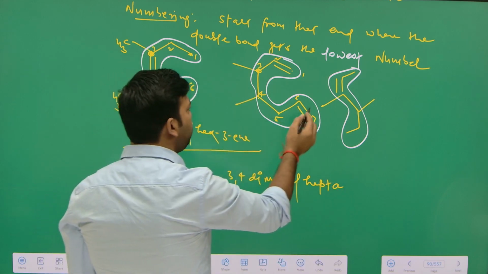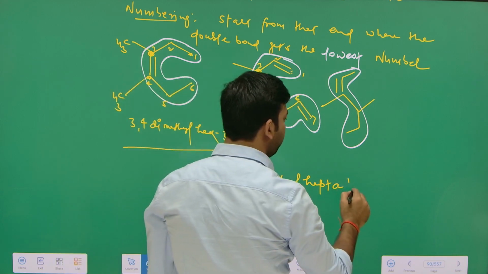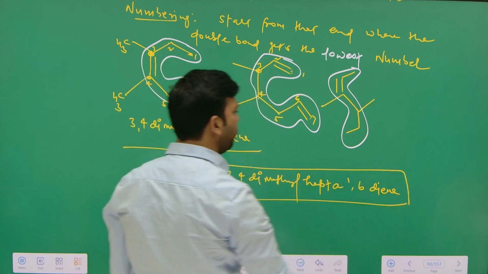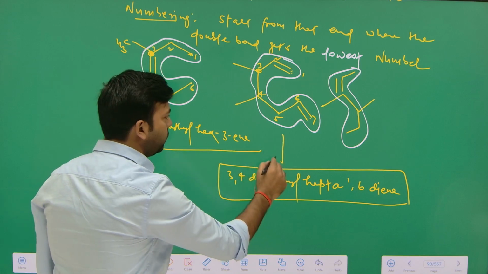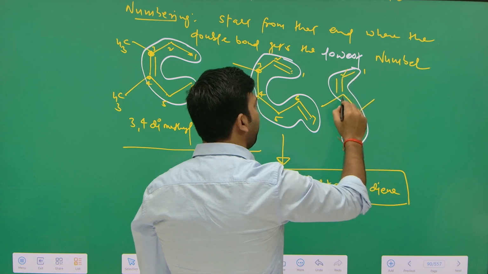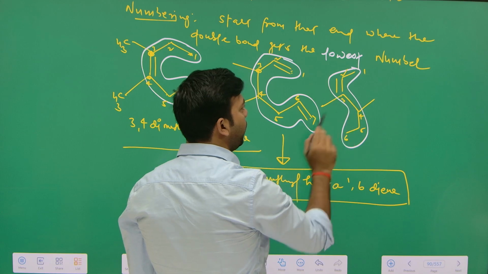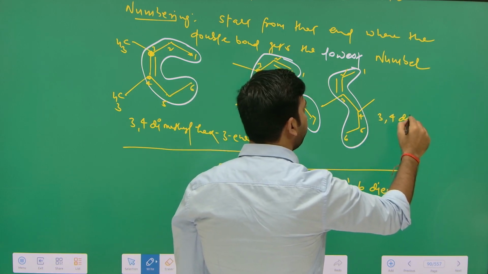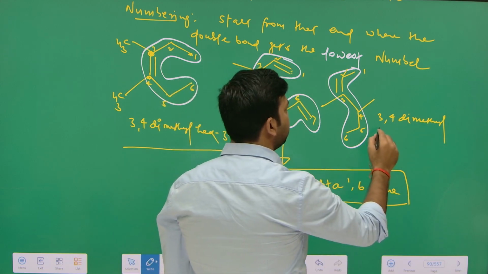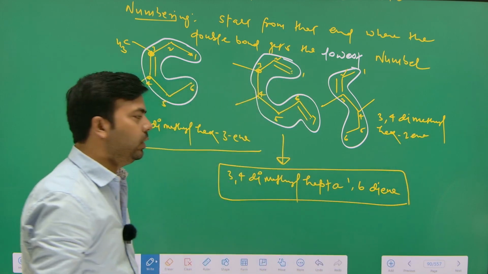And then number 1 and number 6 have a double bond. So we can say 1, 6 diene. 2 double bonds. That's why we are using diene. Okay. So this one is this. Now the last one. This is my numbering 1, 2 because the double bond gets the lowest. So 3, 4, 5, 6. So as you can see 3 and 4 have dimethyl. So 3, 4 dimethyl. And then hex 2ene. Hex 2ene. Okay.